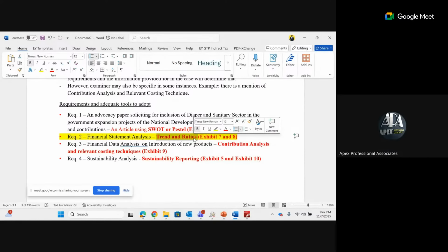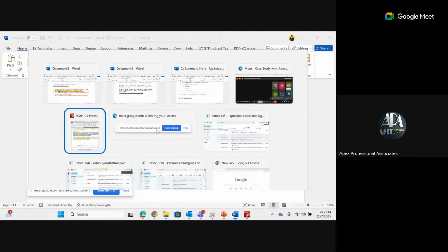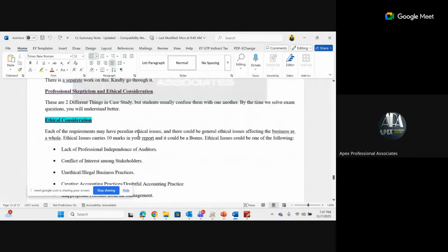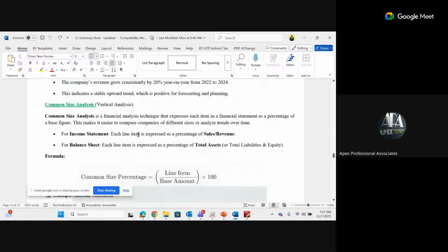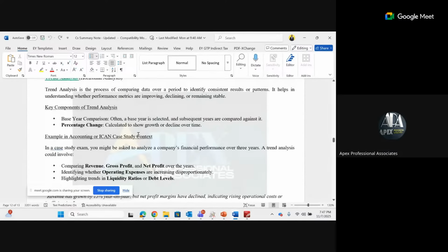What is trend? Trend is one figure in 1 year minus the other figure in another year, divided by the base. Then you present it in percentage form. If you do not want to present it in percentage form, you can as well present it in absolute value. So let me take you again. What is trend? Let's go back to our notes. Trend analysis, so you can understand better.